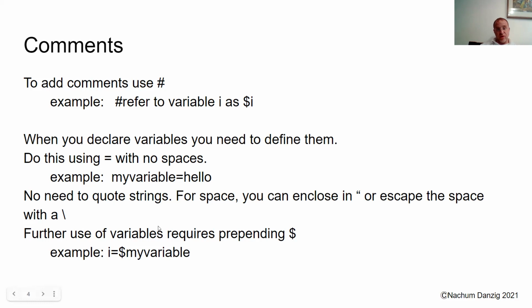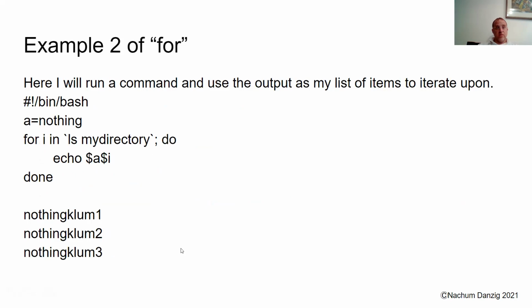Further use of variables requires prepending the $ sign. So for example, if I have my variable already defined as hello, and I want I to be equal to my variable, then I'd write I=$myvariable. Any questions so far?